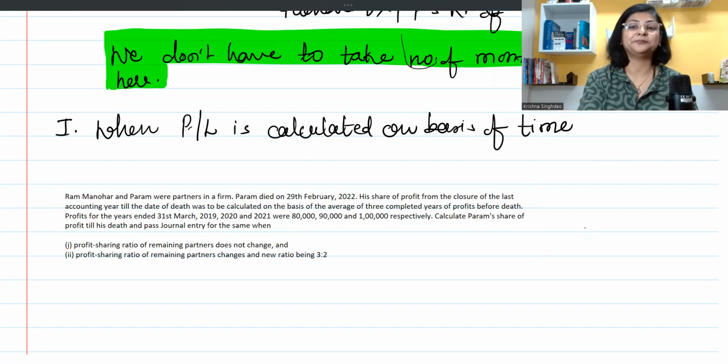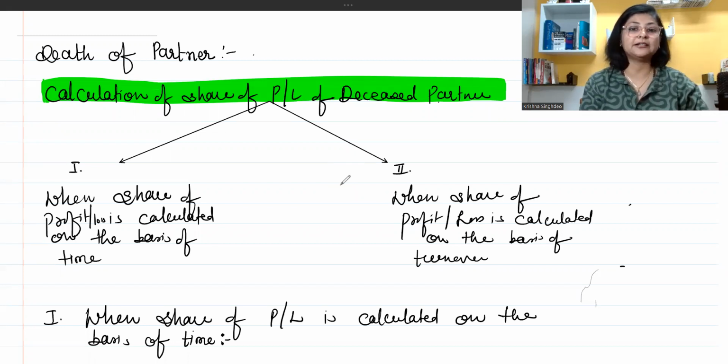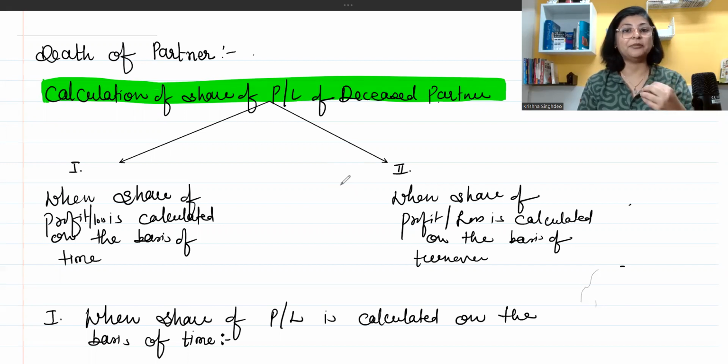So let's get started. As you can see over here, this is the topic of calculation of share of profit of the deceased partner. Why does it become such a big and important calculation? Because unlike retirement, which is a pre-decided thing, the retirement of a partner usually takes place at the end of the year, though it can be in the middle of the year also, but we do not have such kind of questions in our textbook. But in that topic, this is one of the specific calculations which you are supposed to understand, and you will see questions based on this in your papers also.